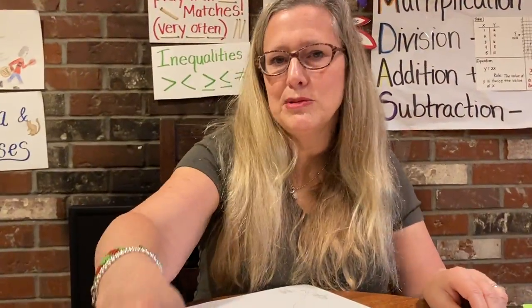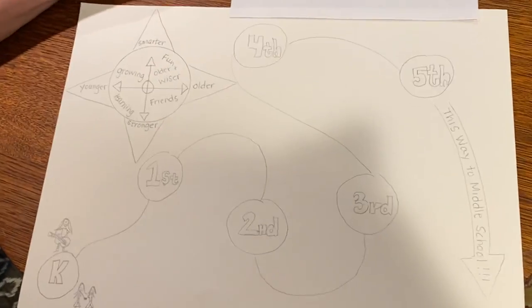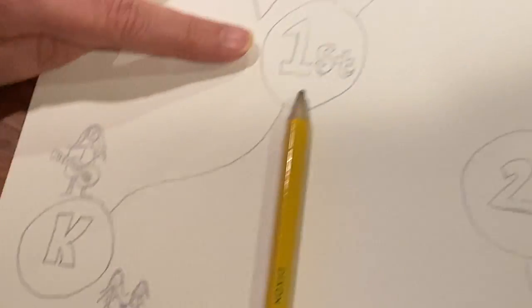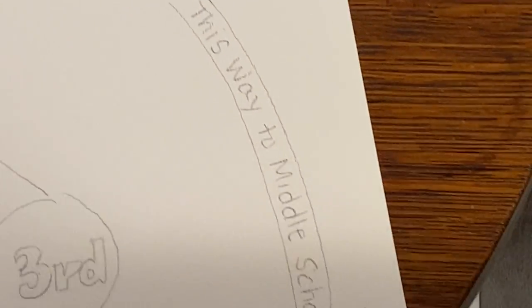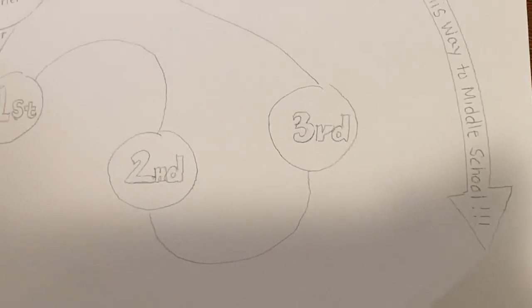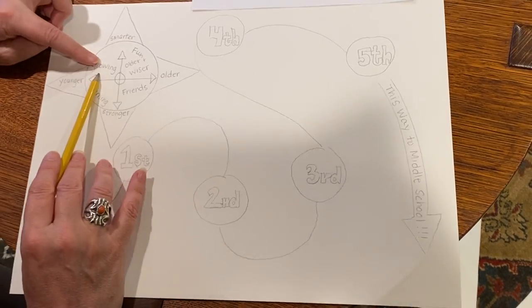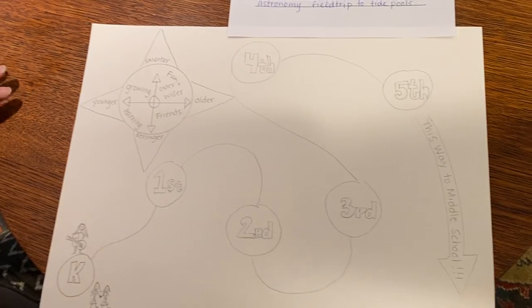So maybe if my cameraman would come around and film over my shoulder and just give a closer look at what I did here, maybe scan it. Here's K for kindergarten, first, second, third, fourth, and fifth. And then I made this arrow that says, this way to middle school. Woohoo! Okay, and then here's my compass. I filled it in with other things too, like growing, older and wiser, learning, friends, fun. Okay?